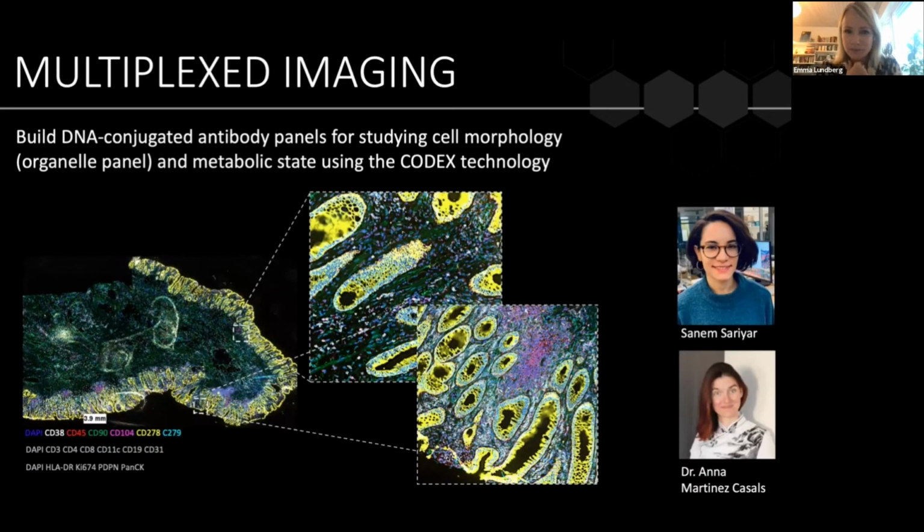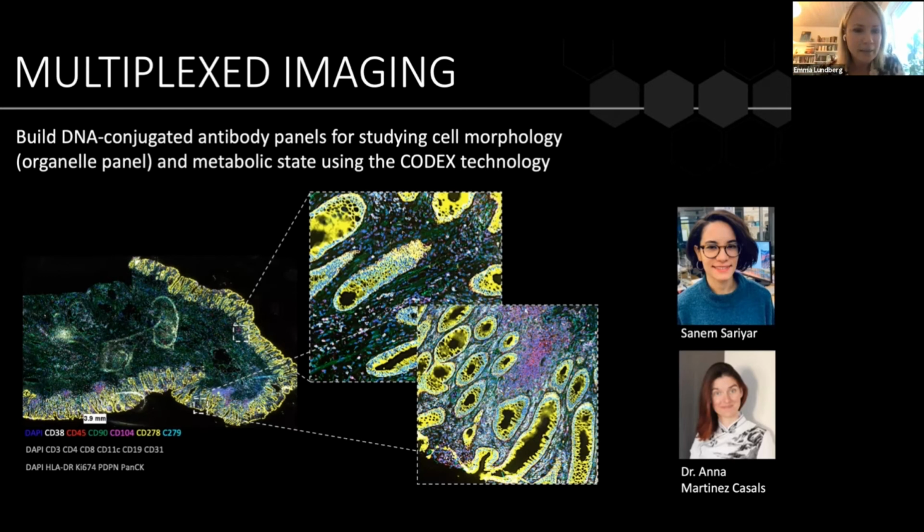We need multiplexed imaging. So this is something that Sanem and Anna and Frida and others in the lab are working on to build our own panels. So we have panels to visualize cell morphology, all organelles and metabolic states and proliferative markers using the Codex technology, which is very powerful, both in tissues and in cultivated cells.